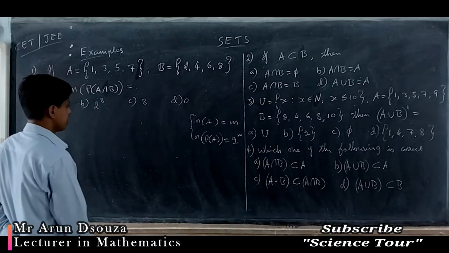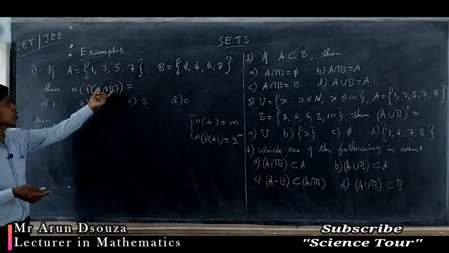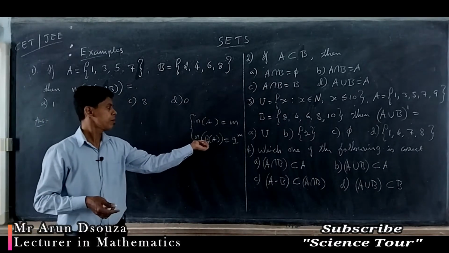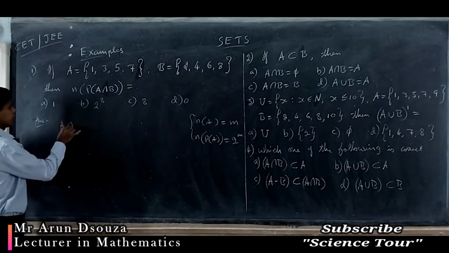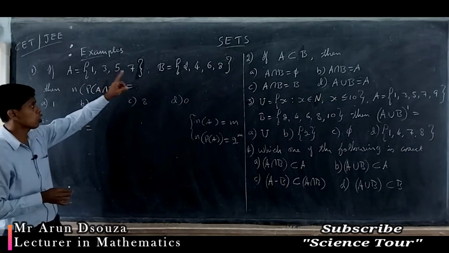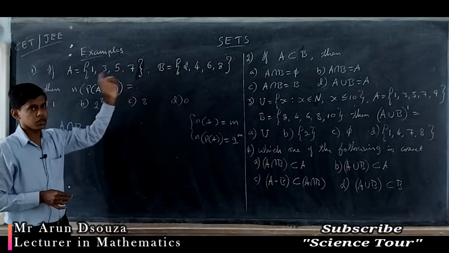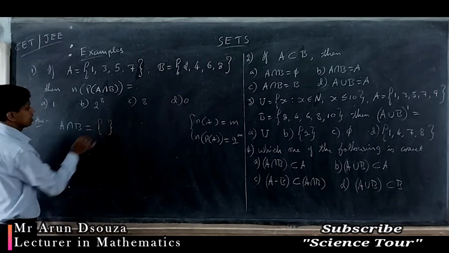So what you need to find now is n of A, in other words, n of A intersection B. If you know n of A intersection B, you can find n of P of A intersection B. Correct? Well, so I will find A intersection B now. A intersection B is the common elements. 1 3 5 7 odd, 2 4 6 8 even. Do you have anything common? You don't have anything common.